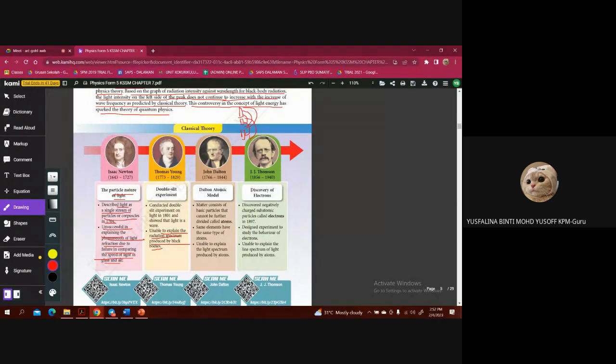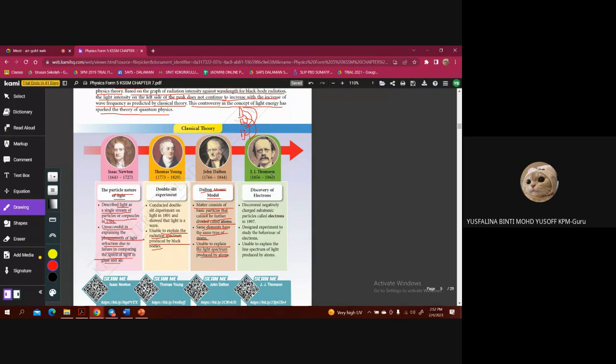Then the Dalton atomic model. I think you already know this one. Matter consists of basic particles that cannot be further divided, called atoms. The atom is the smallest. The same element has the same type of atom, but this model is also unable to explain the light spectrum produced by atoms. So this is John Dalton's discovery.